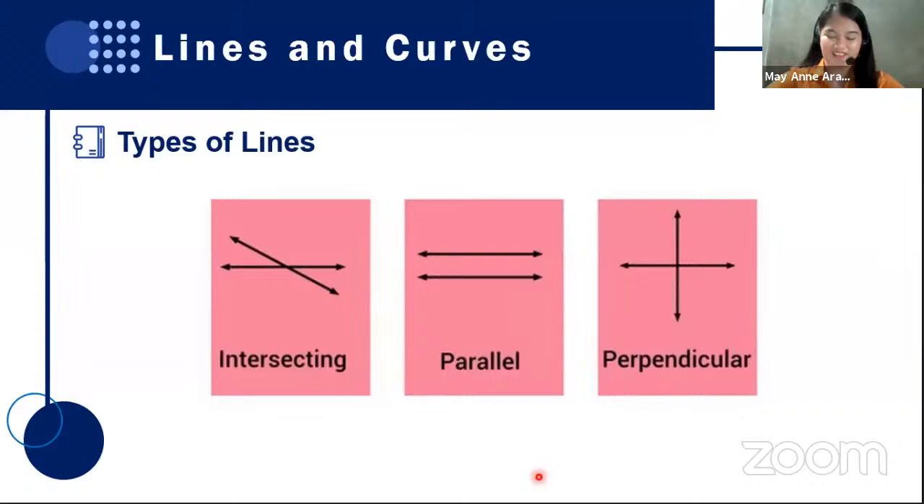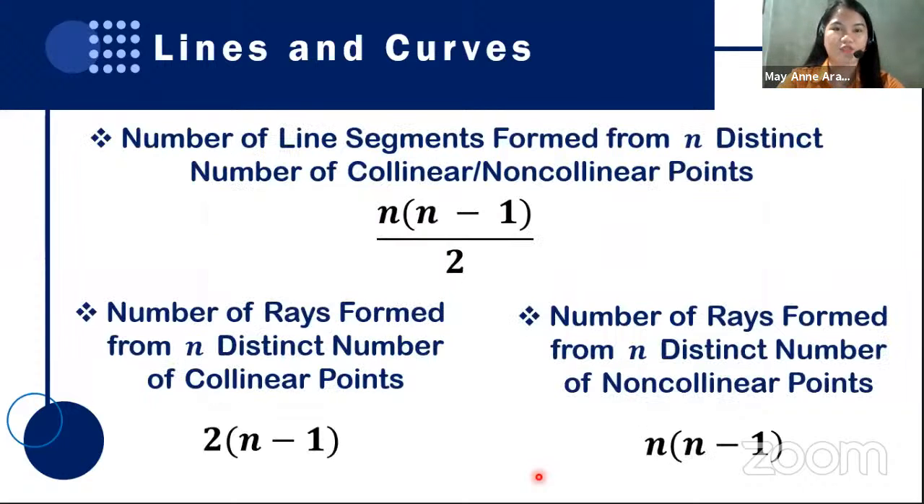Next, we have this formula. You can use this formula to easily solve some problems related to line segments and rays. To determine the number of line segments formed from n distinct collinear or non-collinear points, you can use this formula: n times the quantity of n minus 1, all over 2, where n is the number of collinear or non-collinear points. And the number of rays formed from n distinct collinear points is given by this expression: 2 times the quantity of n minus 1.